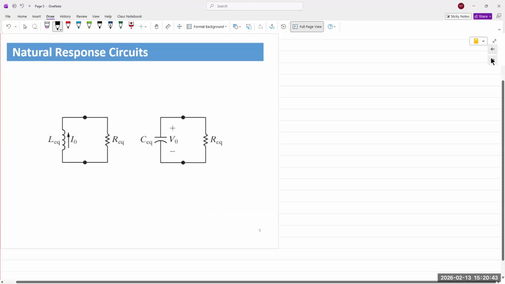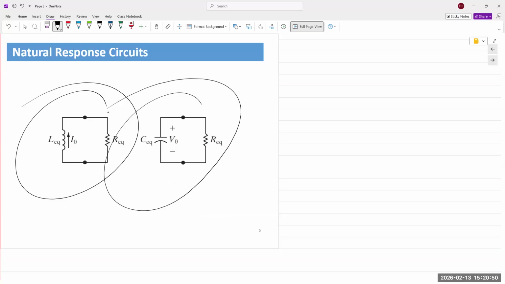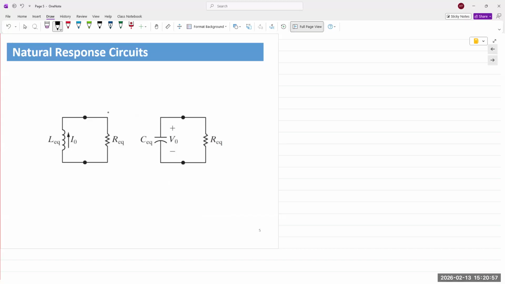Okay, natural response circuits. You have one inductor, one capacitor connected to a resistor. Again, that single capacitor or single inductor is simply a single element; numerous inductors and resistors give you an RL circuit, and numerous capacitors and resistors give you an RC circuit. If you have both, then you have a second order circuit, which is RLC.